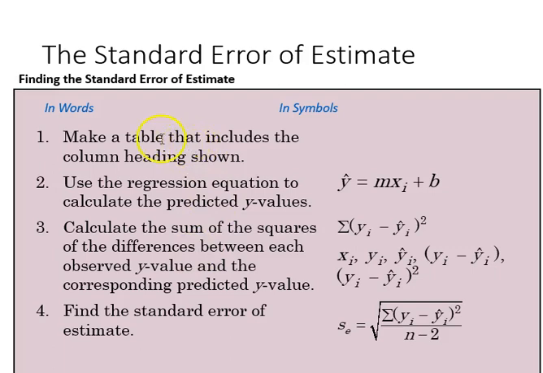These are the steps involved in finding the standard error of estimate. We need to first make a table that includes the column headings shown. We use the regression equation to calculate the predicted y values. We calculate the sum of the squares of the difference between each observed y value and the corresponding predicted y value. And then based on that, we can find our standard error of estimate using our equation.